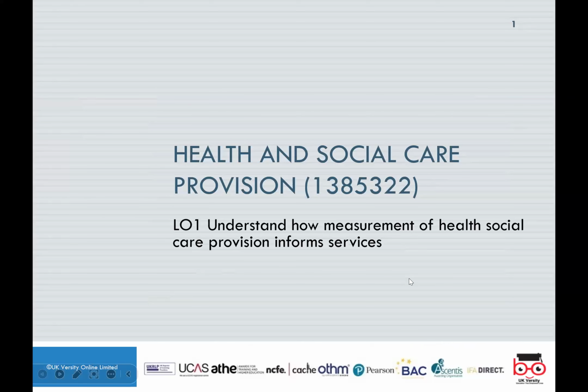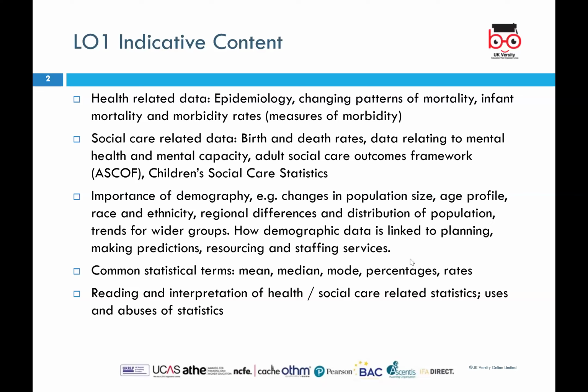So in this learning objective, we talked about what health-related data is. We talked about what epidemiology is, how mortality patterns vary, what infant mortality and morbidity are, and how we measure them. Then we talked about social care related data, such as birth and death rates, data relating to mental health and mental capacity, and children's social care service statistics.